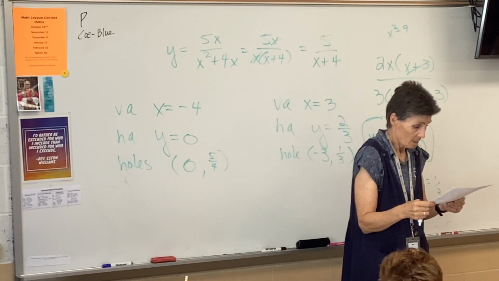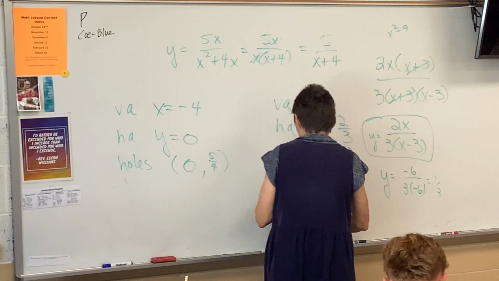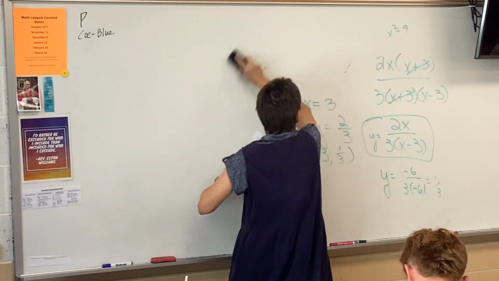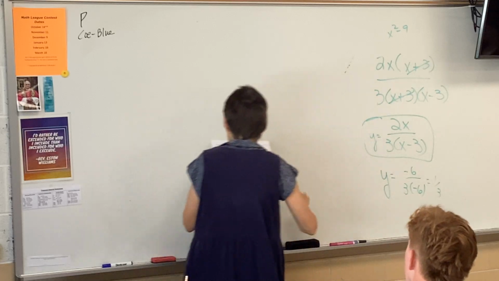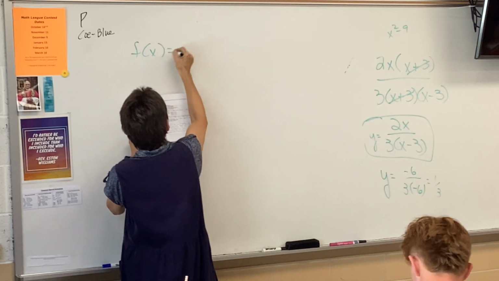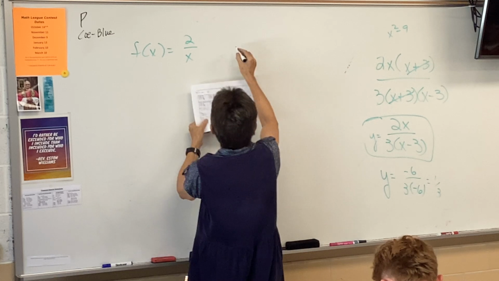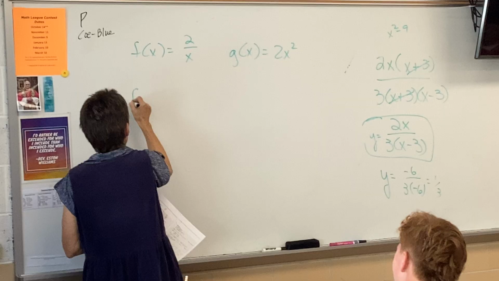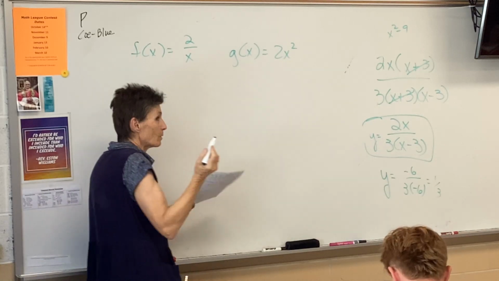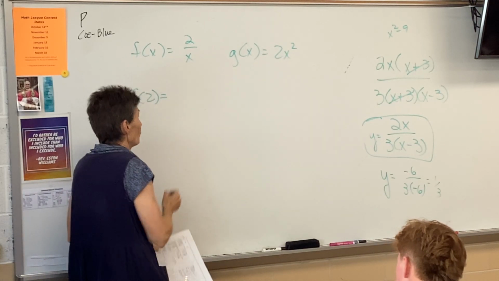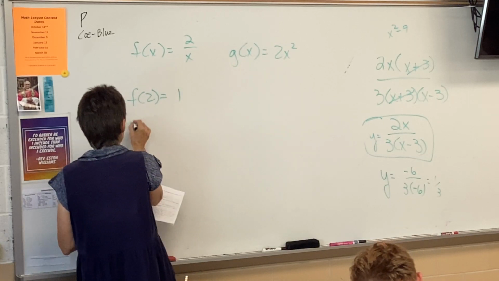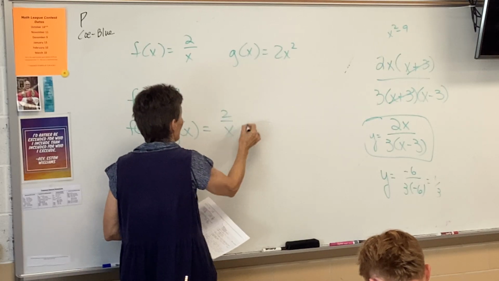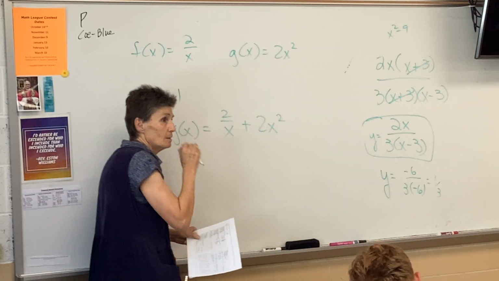5. F of x equals 2 over x, and g of x is 2x squared. All right, so A says f of 2. Okay, come on, what's f of 2? 1, that's easy. F of x plus g of x would just be 2 over x plus 2x squared.